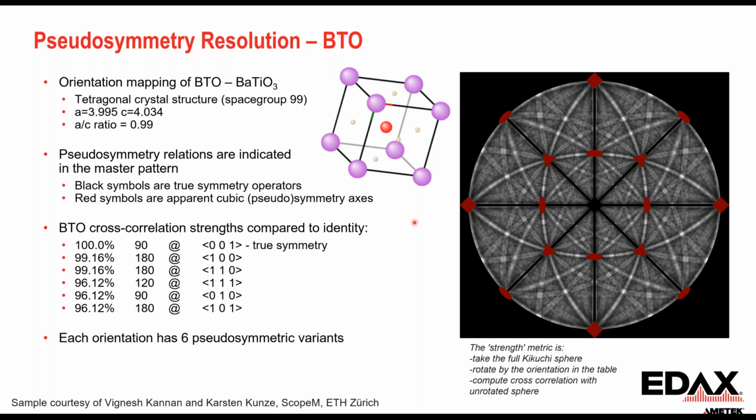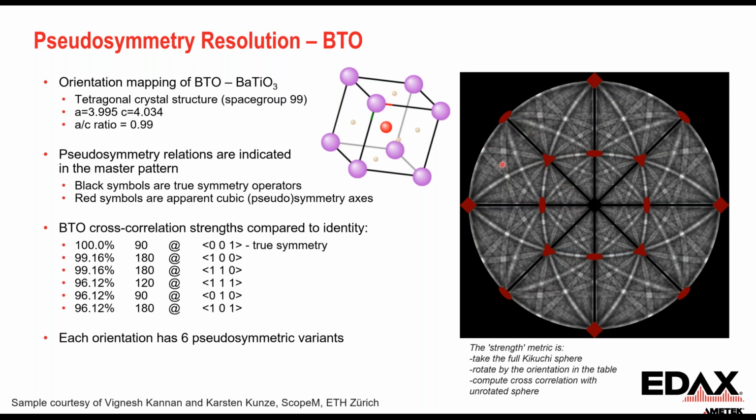We see the same issue when we look at the EBSD patterns. If you rotate to different orientations, the EBSD patterns for these different, they're non-symmetrical orientations, but they look symmetric. So that's why we call them pseudosymmetric. And so if we look at the pattern in general here, the black symbol represents true symmetry operators for the material. The red symbols show the pseudosymmetric axes. So there's quite a few, and every orientation you have can have 6 different pseudosymmetric variants. And so we have to find the right orientation to match, but we're going to have to match it against some other ones.